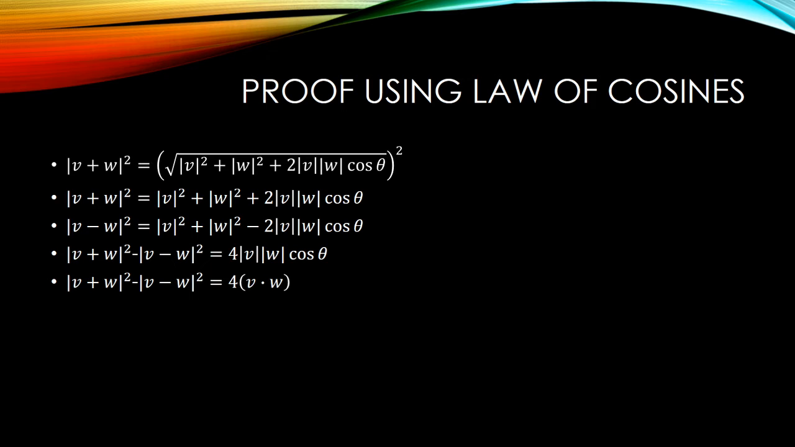And then for the norm of v minus w quantity squared, it's going to be the same thing, except I will be subtracting by 2 times the norm of v times the norm of w times cosine theta.